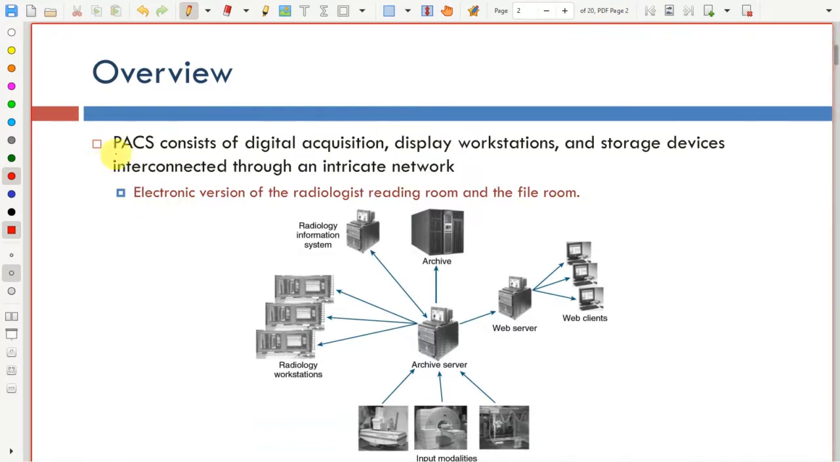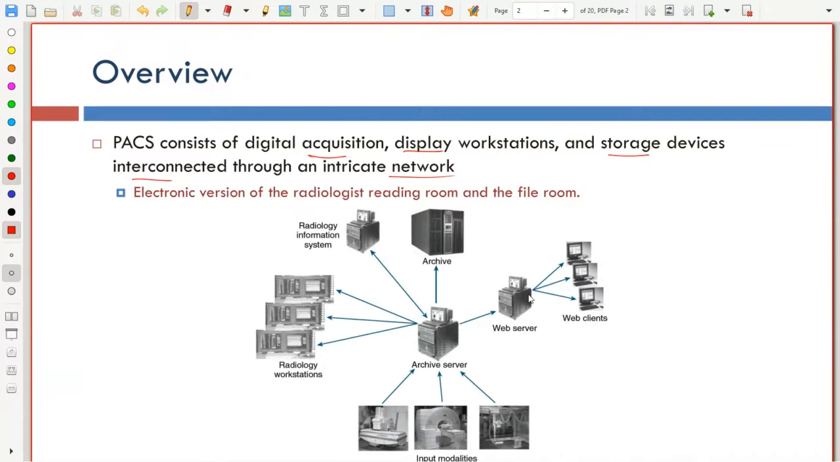So as a definition, PACS, or Picture Archiving Communication System, consists of digital acquisition, display workstations, and storage devices interconnected through an intricate network. Basically, we have four components. We have acquisition of images from the imaging modalities. We're talking about imaging modalities, not any other devices like ECG or anything like that. We're just concerned now with imaging.